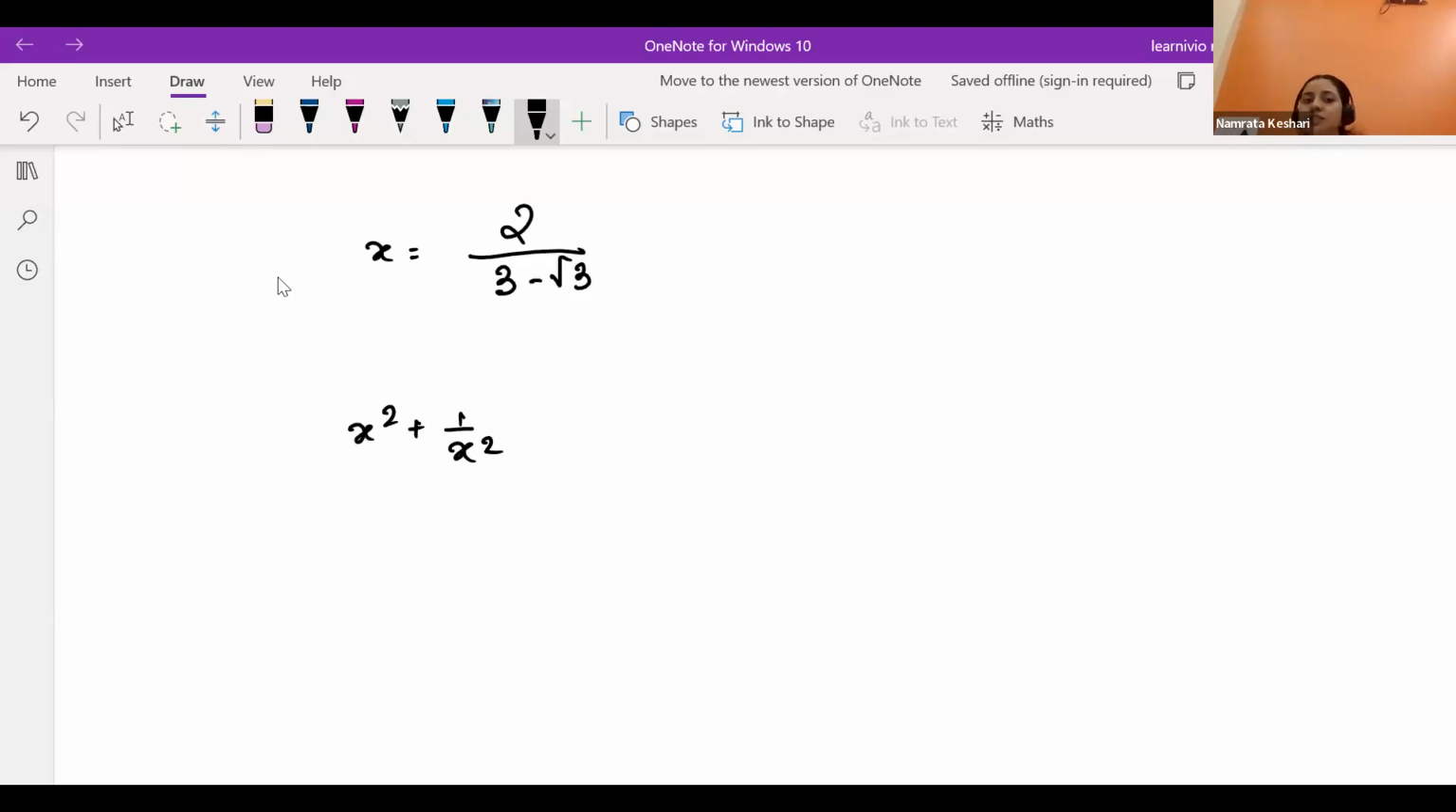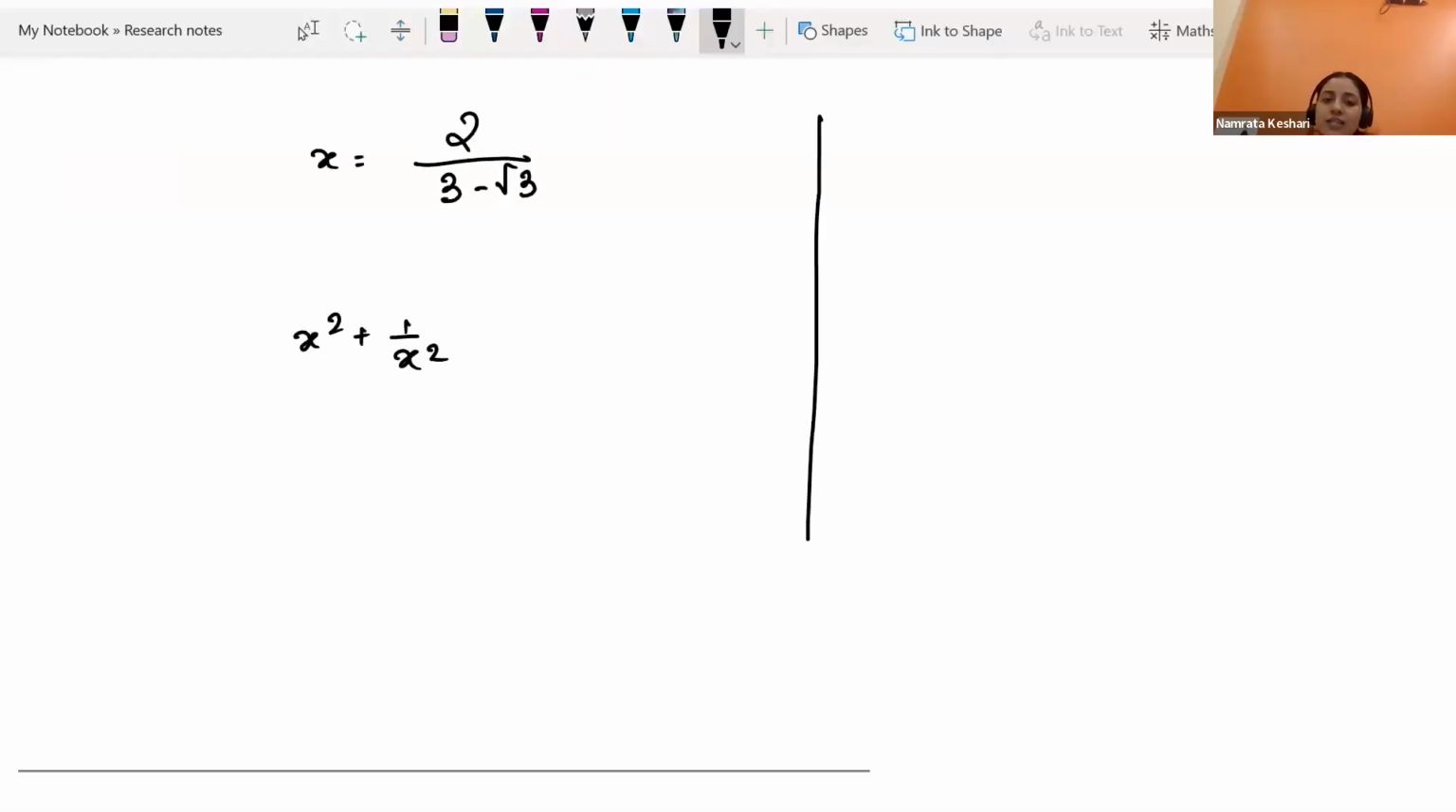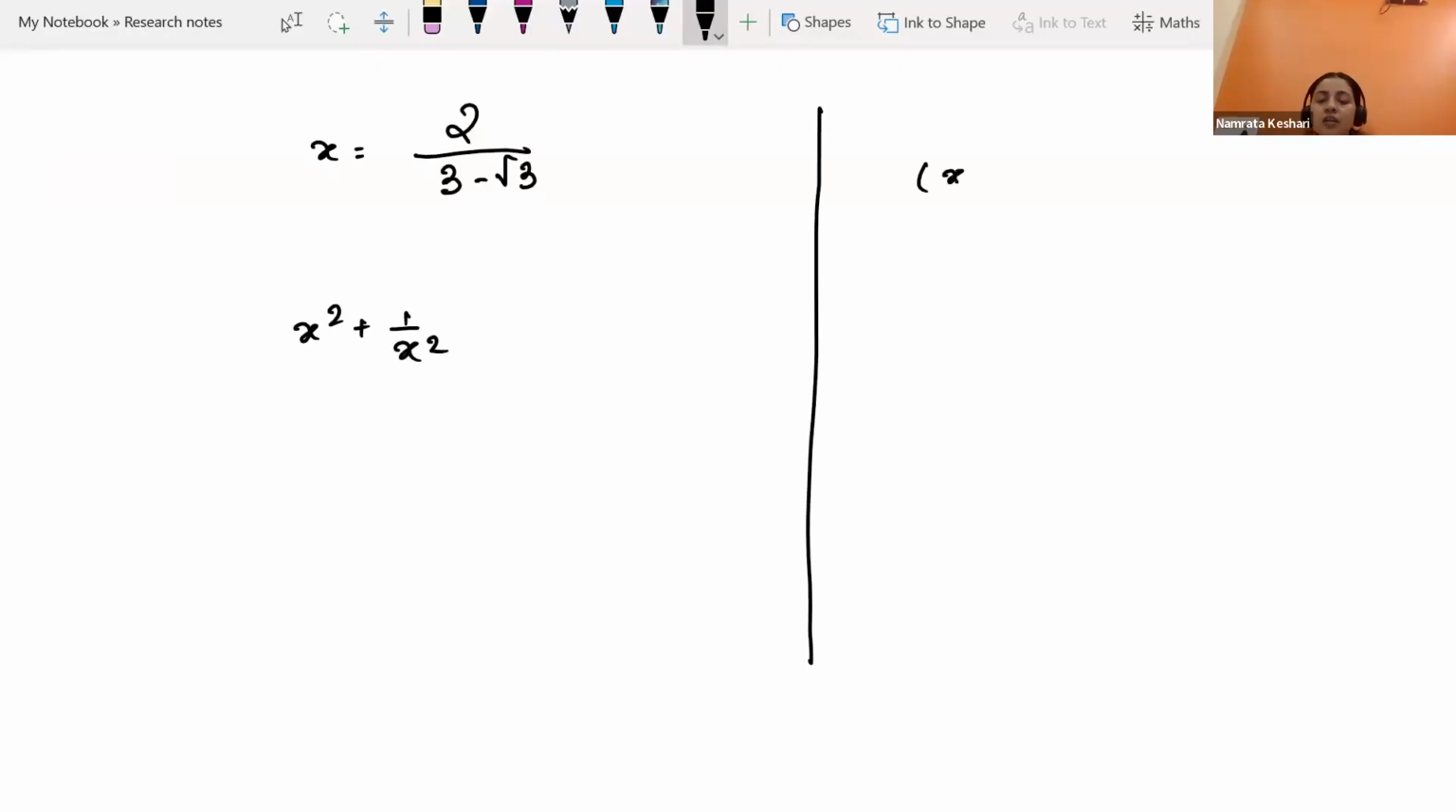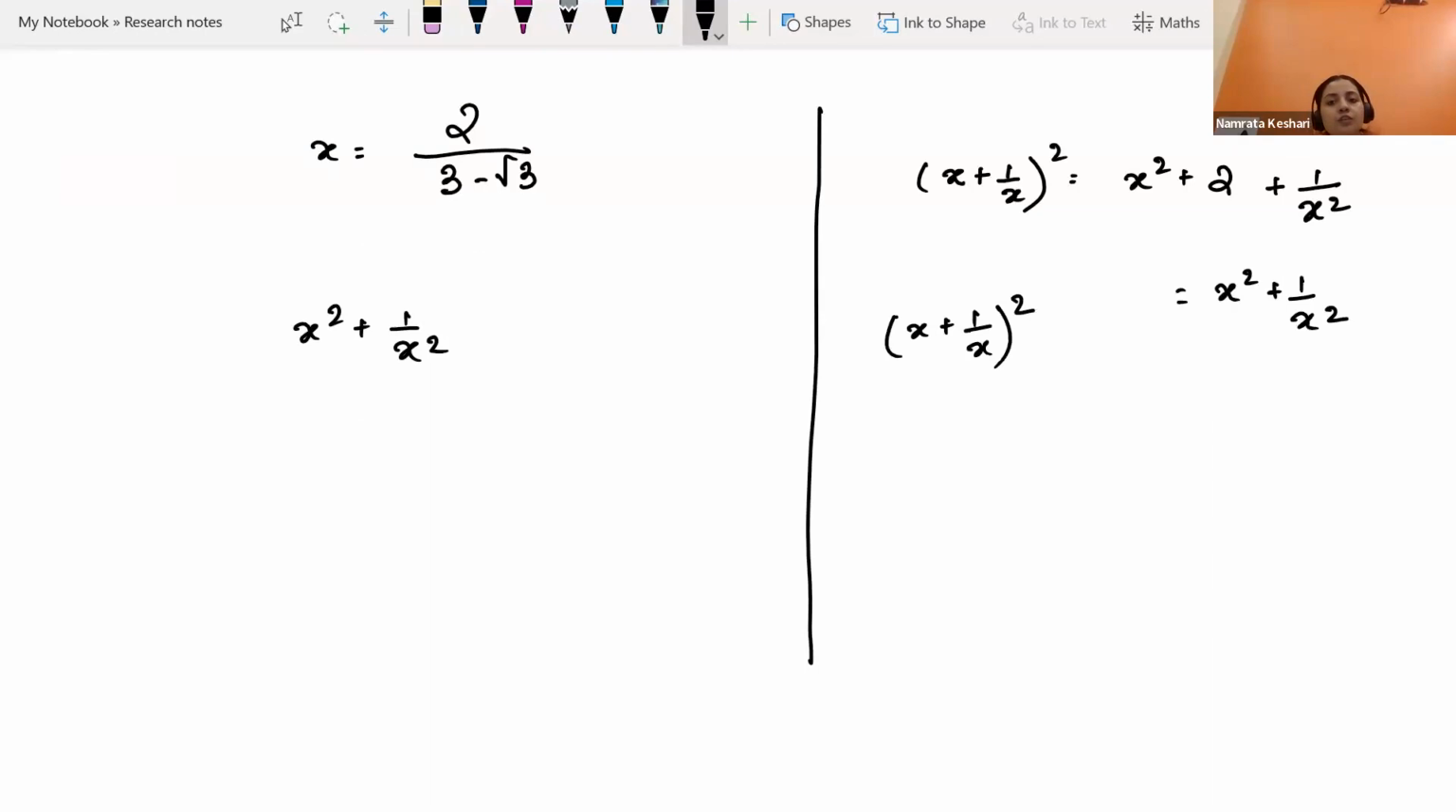Yesterday only we were discussing this question. So for finding x square plus 1 by x square, we realize that (x plus 1 by x) whole square is equal to x square plus just 2, because 2ab will be just 2, plus 1 by x square. That means x square plus 1 by x square we will get once we do the squaring of x plus 1 by x, and if we subtract 2 from that, then we will get it.